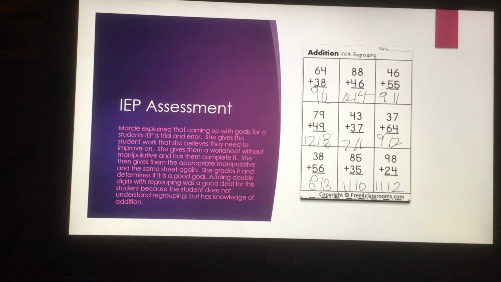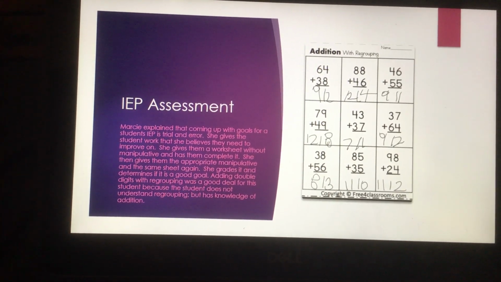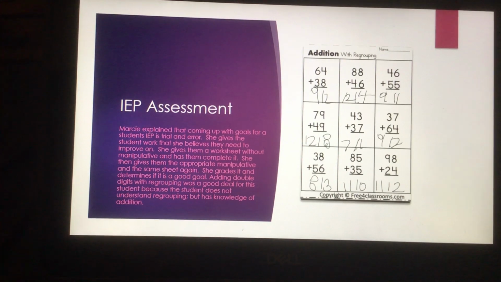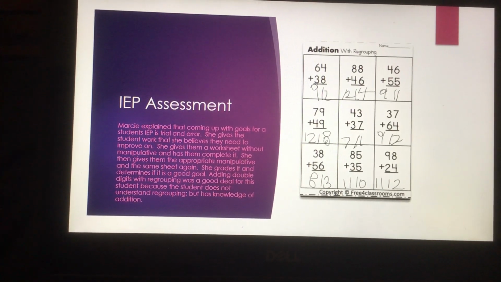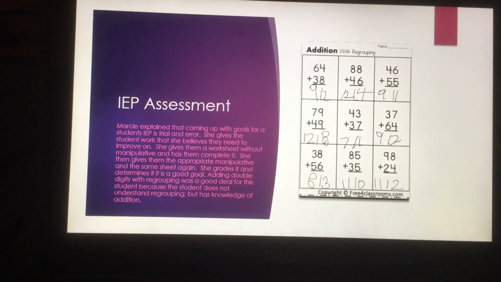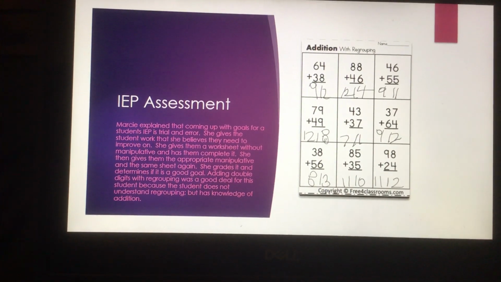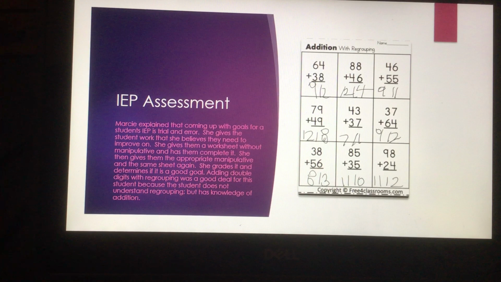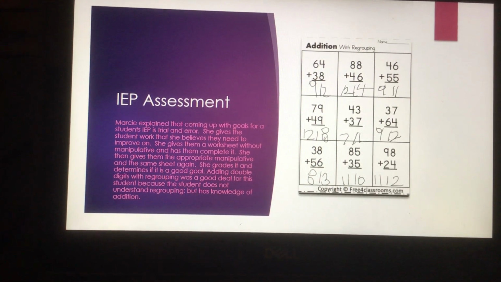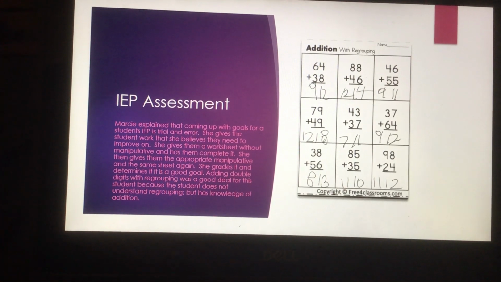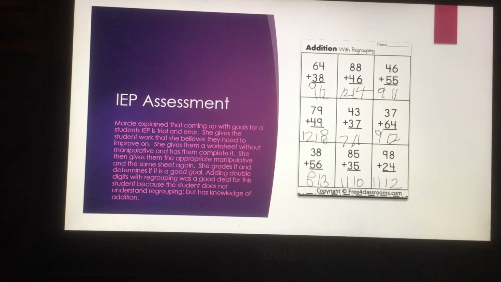Marcy explained that coming up with goals for a student's IEP is trial and error. She gives the students work that she believes they need to improve on. She gives them a worksheet without manipulatives and has them complete it. She then gives them the appropriate manipulatives and the same sheet again. She grades it and determines if it is a good goal.